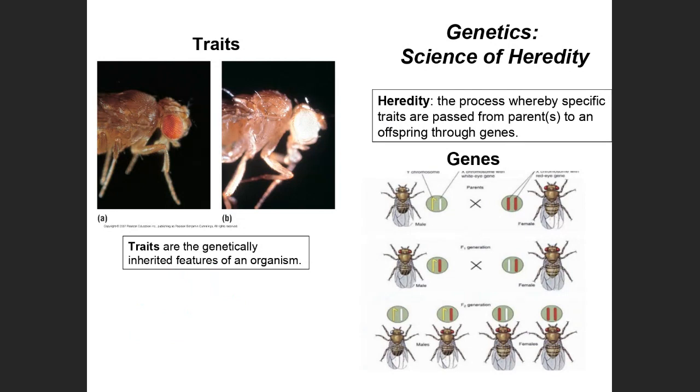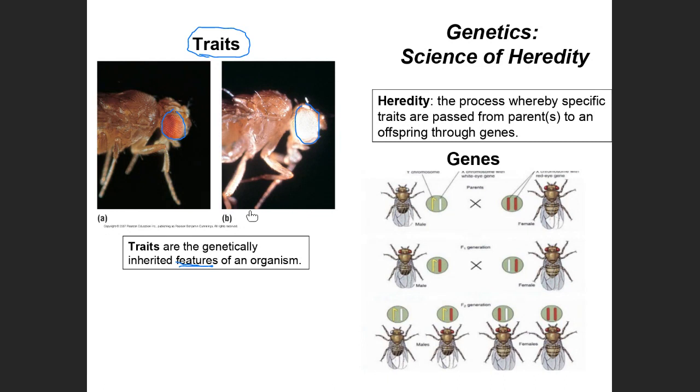But here, features, what I want y'all to do is make a note that where it says features, you're going to come to know this as a phenotype. Genetically inherited features of an organism. So up here, this is a fruit fly or a gnat, or in scientific terms, Drosophila melanogaster. Eye color. That's the feature or the trait that I'm trying to show you here.